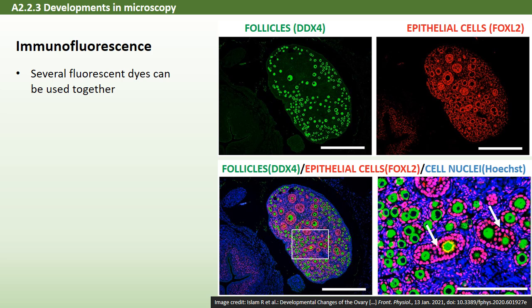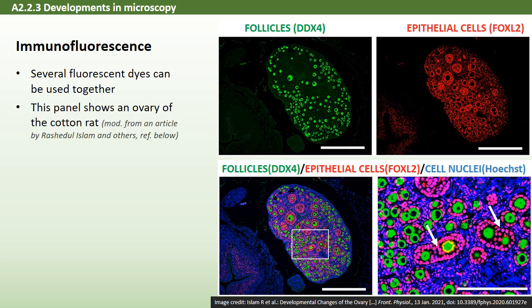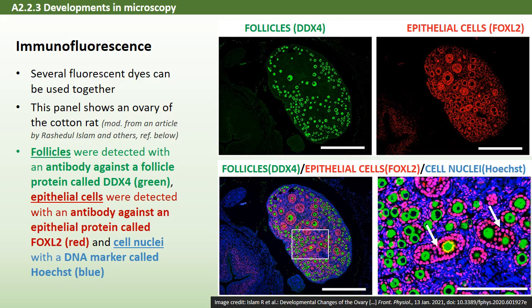Several fluorescent dyes can be used together. This panel shows an ovary of the cotton rat from an article by Rashidul Islam and others. Here, follicles were detected with an antibody against a follicle protein called DDX4. This antibody would be a primary antibody, so it binds exclusively to DDX4. Then a secondary antibody was added, and this secondary antibody was carrying green fluorescent molecules. The secondary antibody recognized the primary antibody, and now we see DDX4 in green.